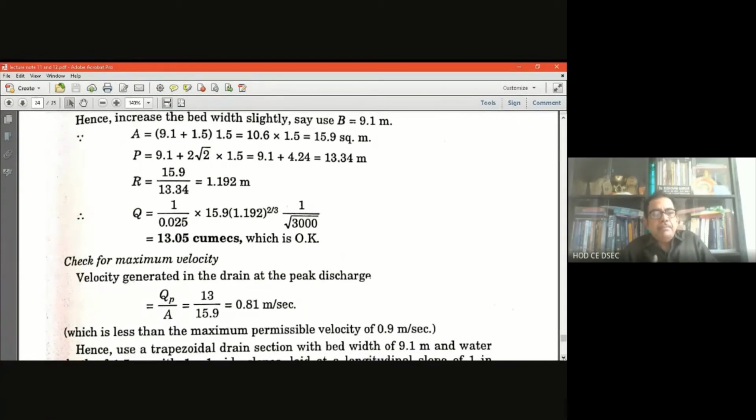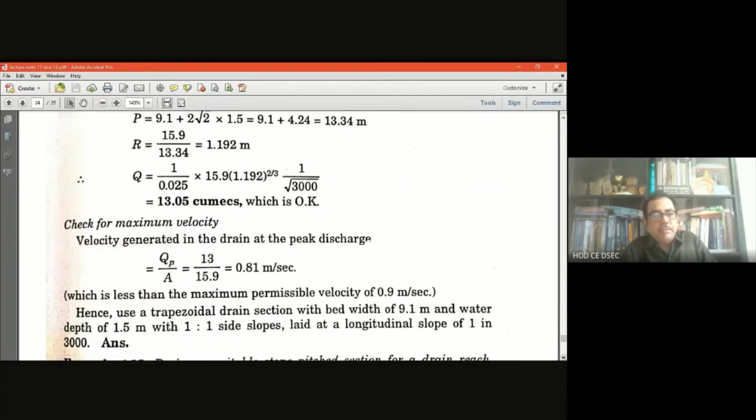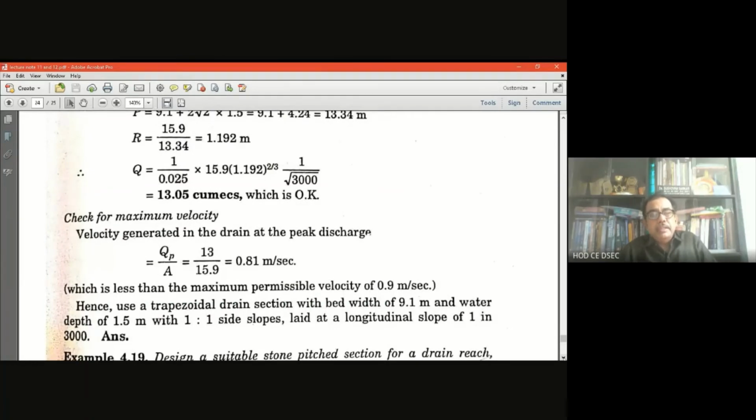So in that way, by trial process, in 1 or 2 steps, you have to finalize the trapezoidal open drain section for confirming the design carrying capacity of the storm water. Now the velocity has to be checked for the maximum velocity. The velocity generated in the drain at peak discharge is Q by A, that is 13 by 15.9, that means 0.81 meter per second, which is less than the maximum permissible velocity of 0.9 meter per second. That also we have checked. Hence use a trapezoidal drain section with bed width of 9.1 meter.